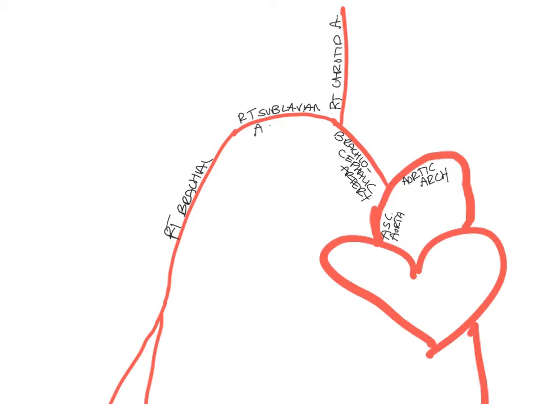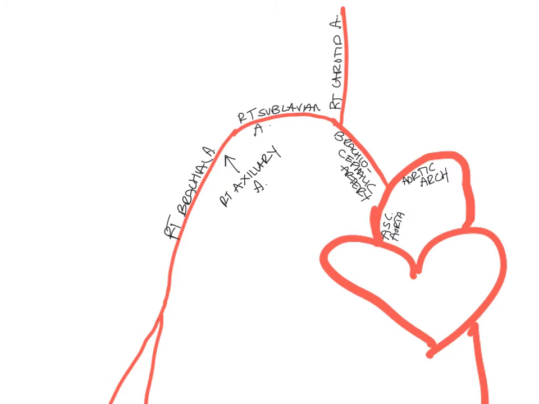So as it travels through the clavicle area, it's known as the subclavian, but then I forgot the axillary. As it travels through the armpit area, it's known as the right axillary. And then as it travels through your upper arm, it's the right brachial artery.